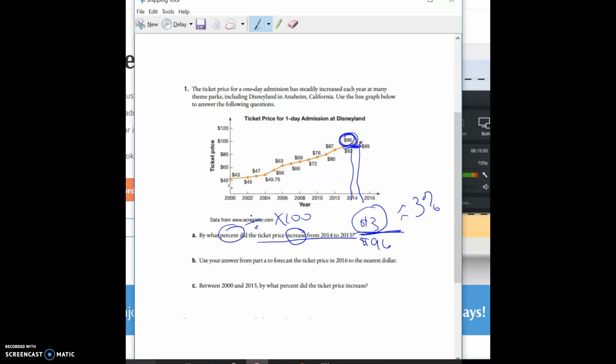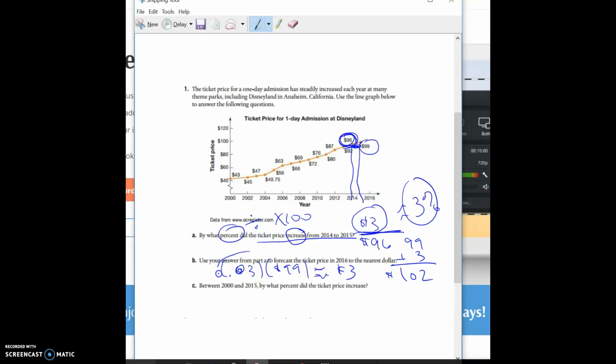That'll give you that. Okay, it says B, use your answer from part A to forecast. So now we're going to use a percent. When you use a percent, you always multiply. So we're going to take 3% in decimal form and multiply it by the $99, and predict where we think it's going to be. That gives us how we think it's going to change, by about $3. So it's going to increase by about $3. If we take the price of $99 and add that $3 to it, we're looking at about $102.